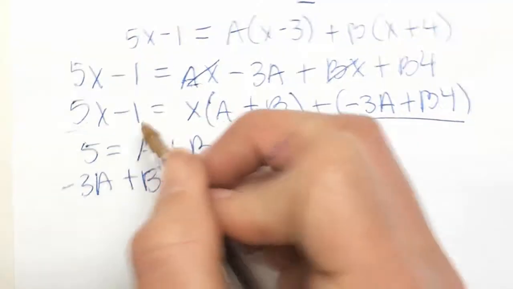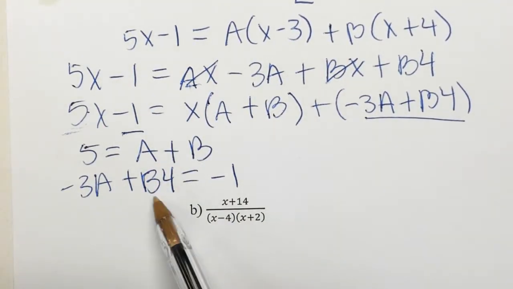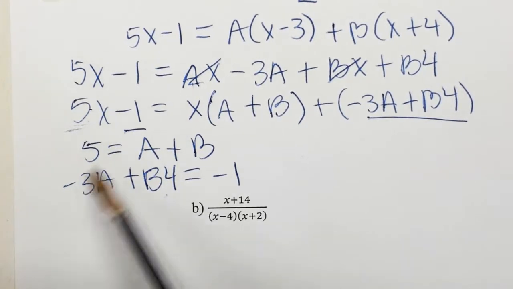So I'm going to explain again what we did. We set a plus b equal to 5, the first term, because they had an x. We set this equal to the constant term. Now what does this look like?